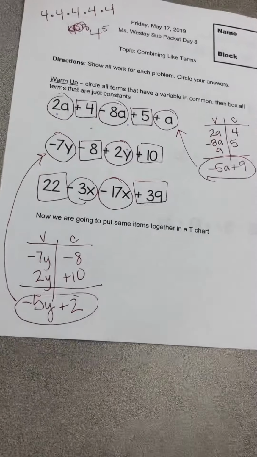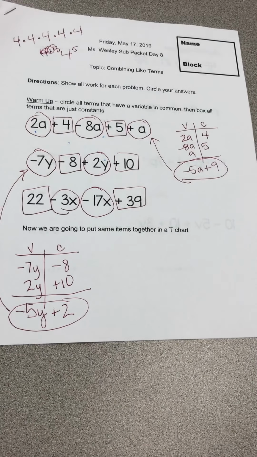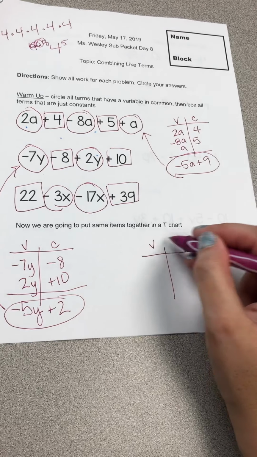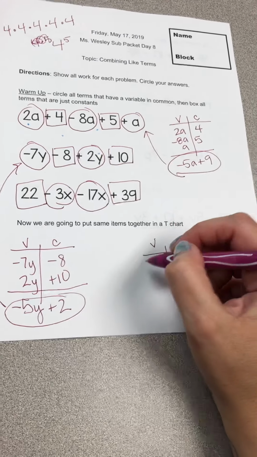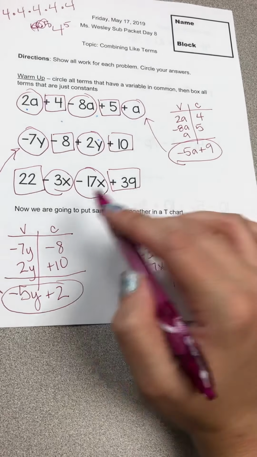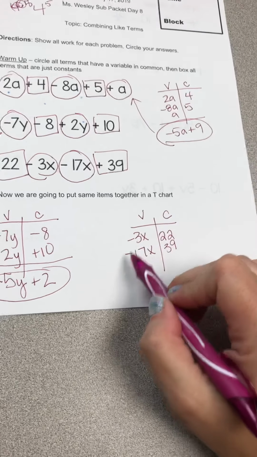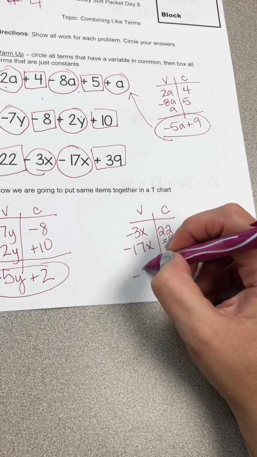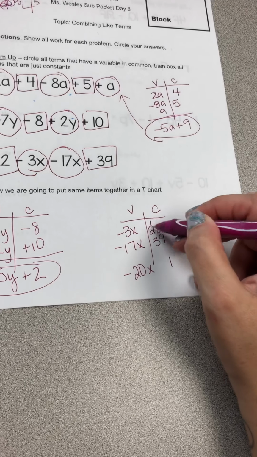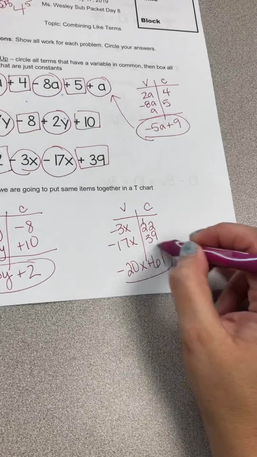Sorry for the messiness. So now you could pause the video here and try the last one on your own, and then check in with Ms. Wesley to see if you're right. All right, so if you made a chart for this last one, variables, constants. So I got negative 3x, I've got negative 17x. For constants, I got 22 and 39. So these are both negative, so we add them up and keep it negative. So negative 20x, and then 9, 10, 11, 3, 4, 5, 6. So negative 20x plus 61.